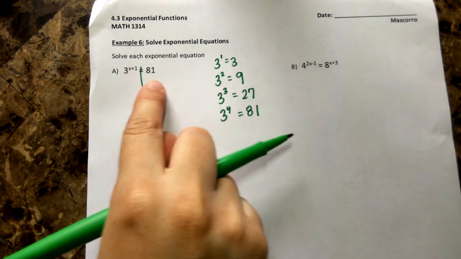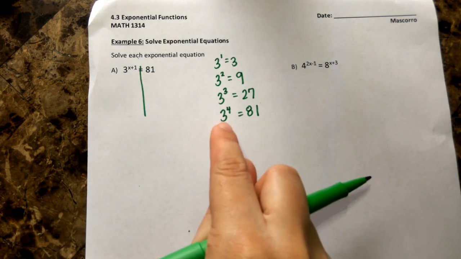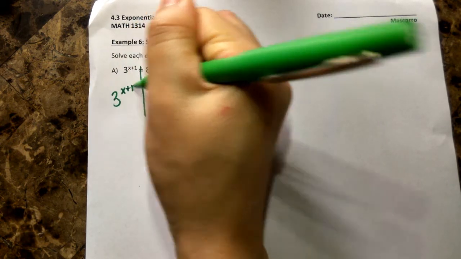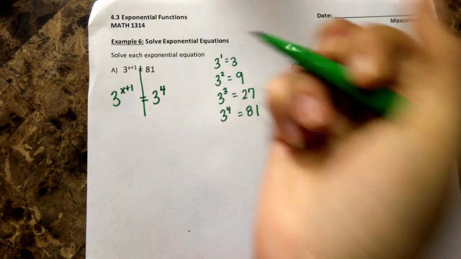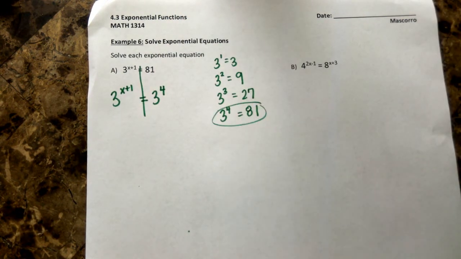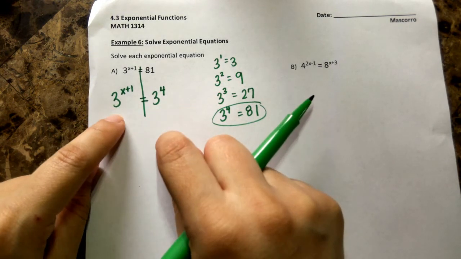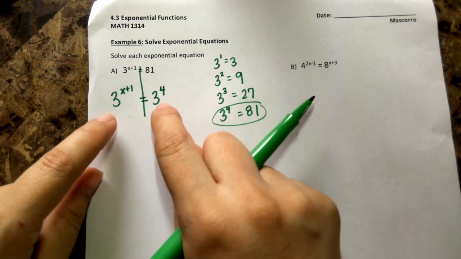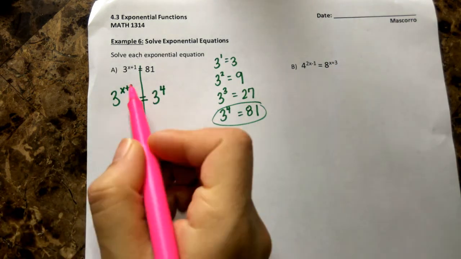So looking back at my equation, instead of writing 81, I'm going to rewrite it as 3 to the 4th power. I'm not changing the value of it, I'm just writing it a different way. So instead of writing equals 81, I'm going to write equals 3 to the 4th power, because 3 to the 4th is 81. Now the reason why I did this is because if you look at the equation now, the bases are the same. 3 to the x plus 1 power equals 3 to the 4th power.